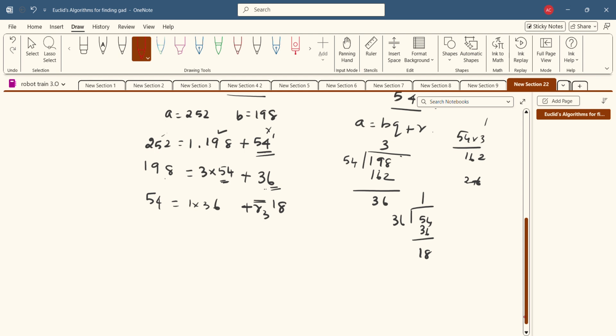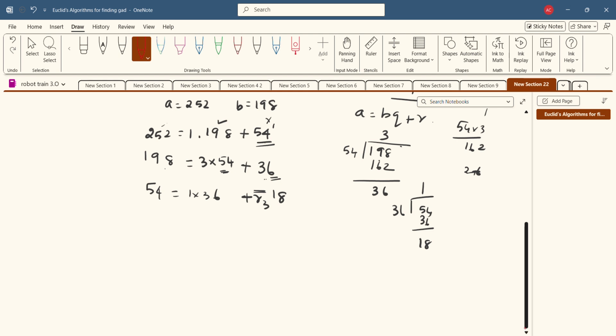Next, we can stop the process when we get the remainder 0. So r4 is the remainder when r2 is divided by r3. So 36, how many times 18? 2 times 18 is 36. The remainder is 0, so you can stop the process here. Once you get the remainder 0, you can stop the process there.